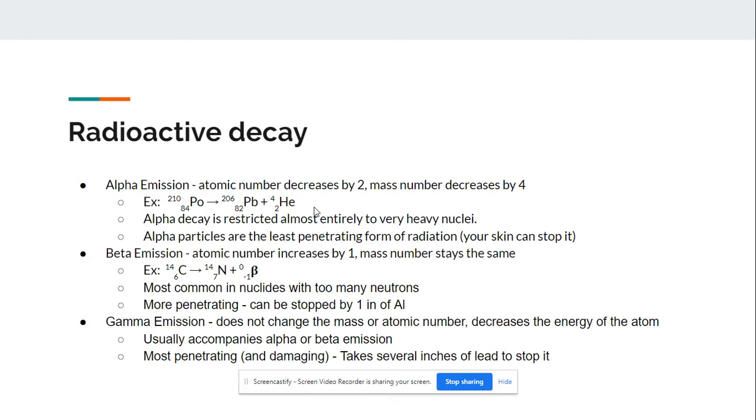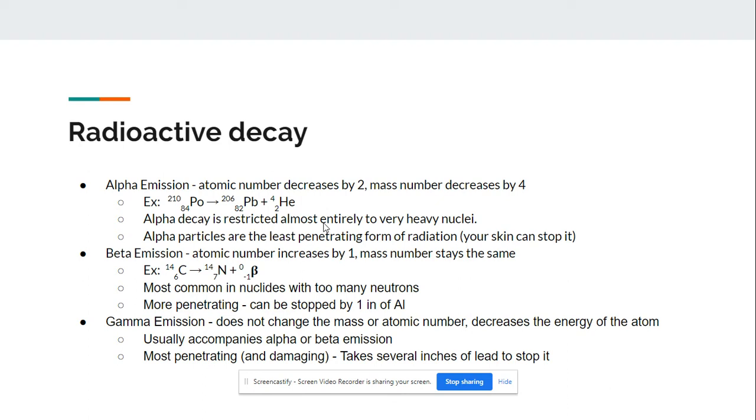So in an alpha decay process, the mass number of the radioactive isotope will decrease by 4, and the atomic number will decrease by 2. So in this balanced nuclear equation, we can see that we started out with an isotope of polonium, polonium-210, and it's going to give off an alpha particle here, and what's left over is lead-206.